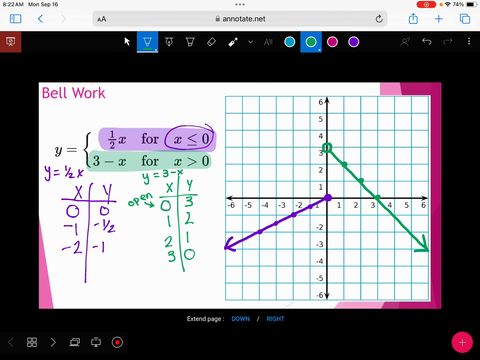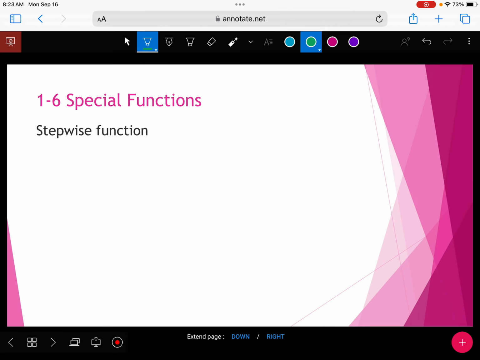Okay, so we're going to continue working with these piecewise functions, but we're going to do a very special kind of piecewise function that is called a stepwise function. So I'm going to give us a definition for it here.